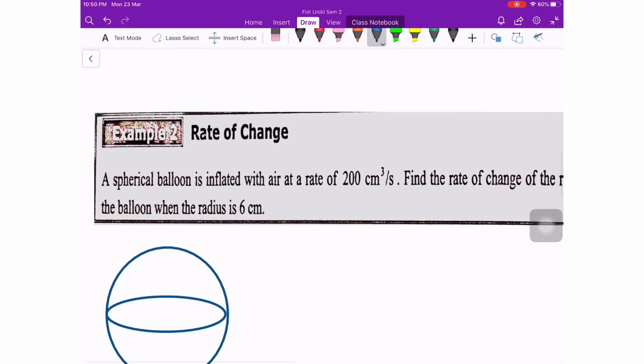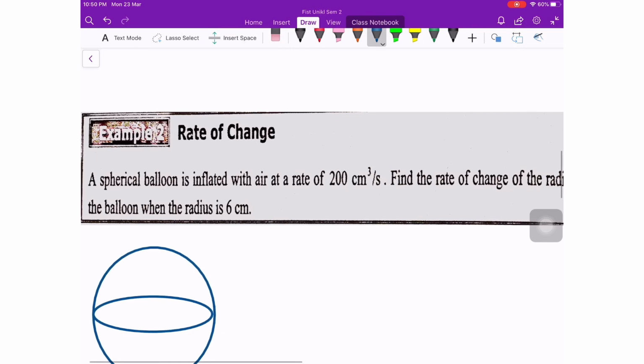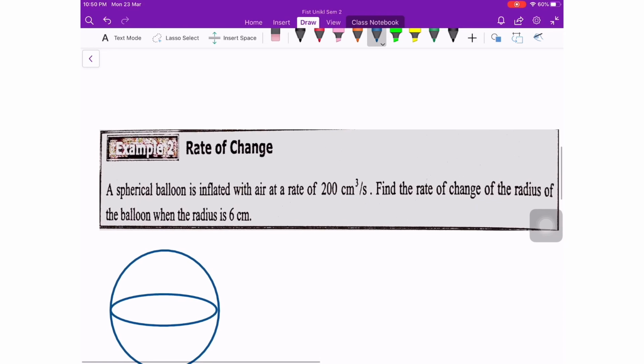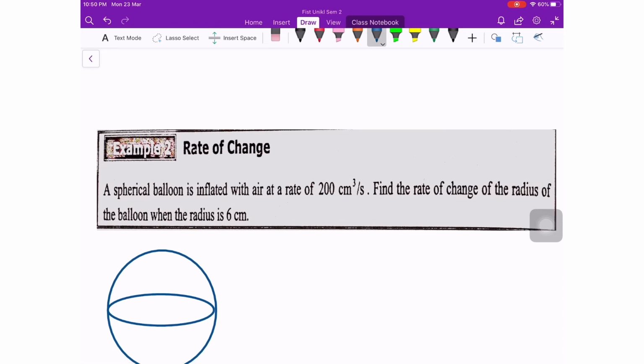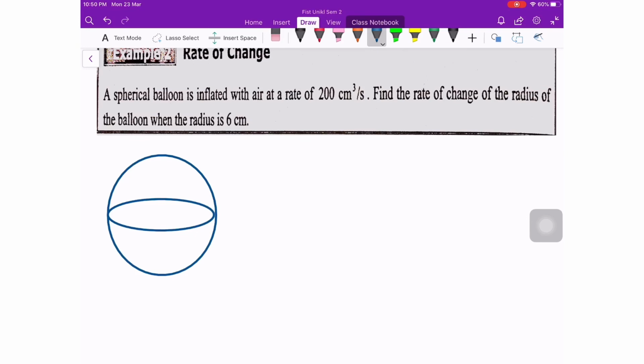Example 2: a spherical balloon is inflated with air at a rate of 200 centimeter cube per second. Find the rate of change of the radius of the balloon when the radius is 6 cm. So now we want to get the rate of change of the radius. When we look at the rate of change of radius, what is changing here is the radius. So therefore what we want to find is dr over dt.